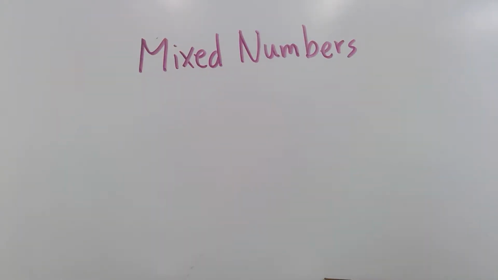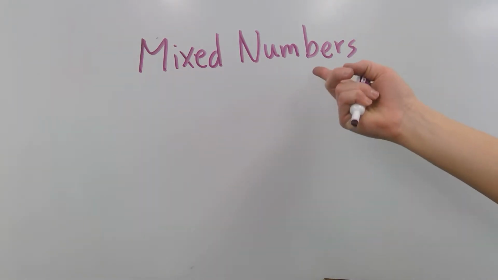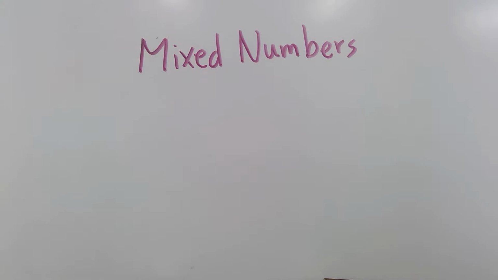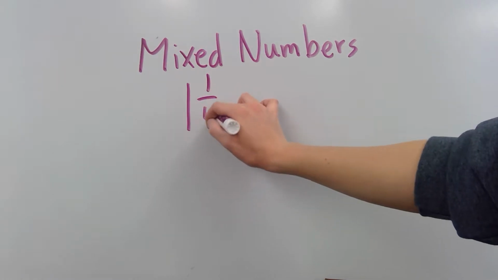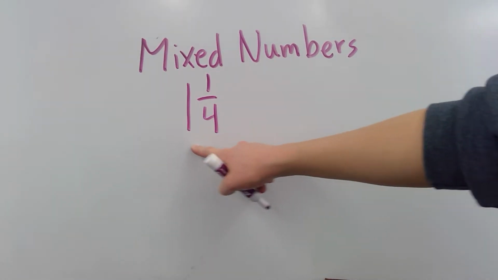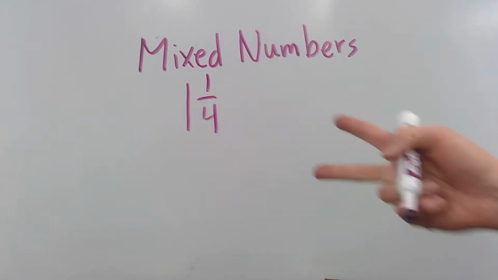Now there are also fractions called mixed numbers, which means I have a mix of fractions and whole numbers. So if I had the number 1 and 1/4, I have a whole number, and I also have a fraction, so I have a mix, I have both.